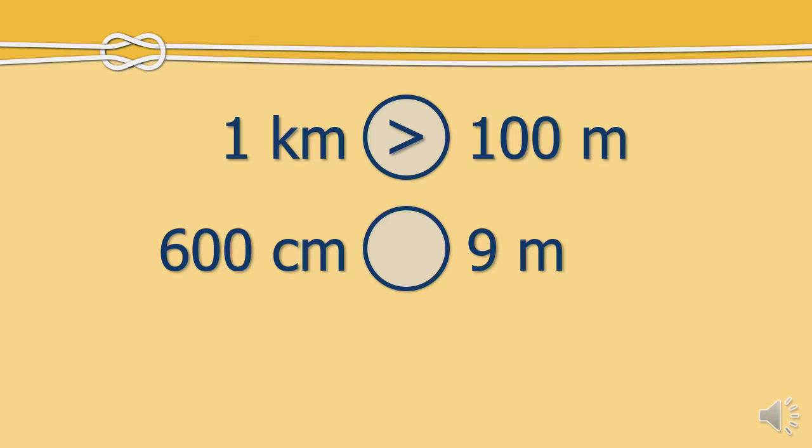Centimeters to meters. Remember, we talked about that. There are 100 centimeters for every meter. So if we take the 9 meters and we multiply by 100, 9 times 100 is 900. So 600 centimeters is less than 900 centimeters, or 9 meters.